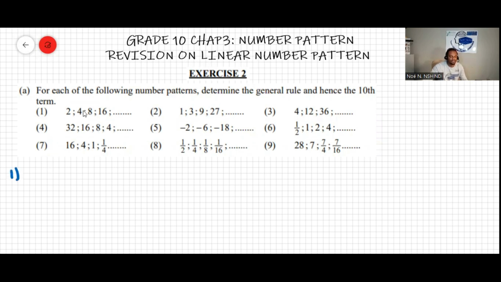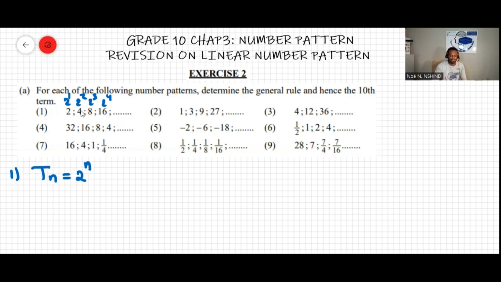We have 2, 4, 8, 16. This pattern tells me those are powers of 2, okay? Because 4 is 2 squared, 8 is 2 to the power of 3, and 16 is 2 to the power of 4. And what should the first one be? 2 to the power of 1, because anything to the power of 1 is itself. So here we can say Tn is equal to 2 to the power of n.